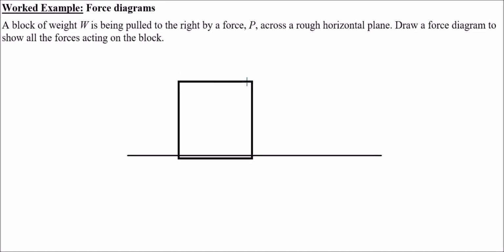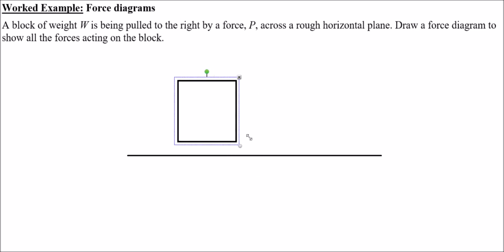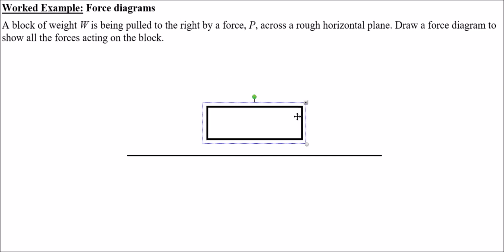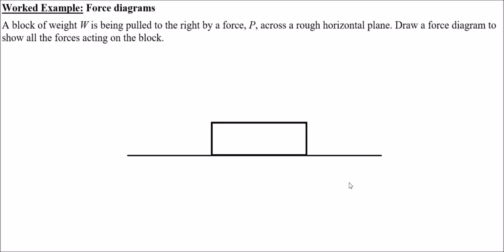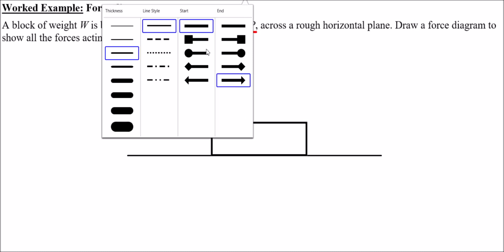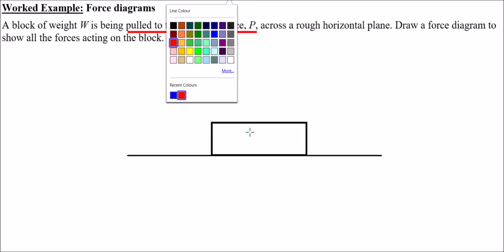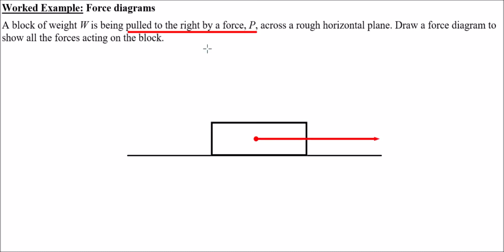So all we need to do here is to draw a block. I'm going to make this into a more rectangular sort of shape if I can. Okay, so it's being pulled to the right by a force P. So first off, I'm just going to label this on. So I'm going to label this P.